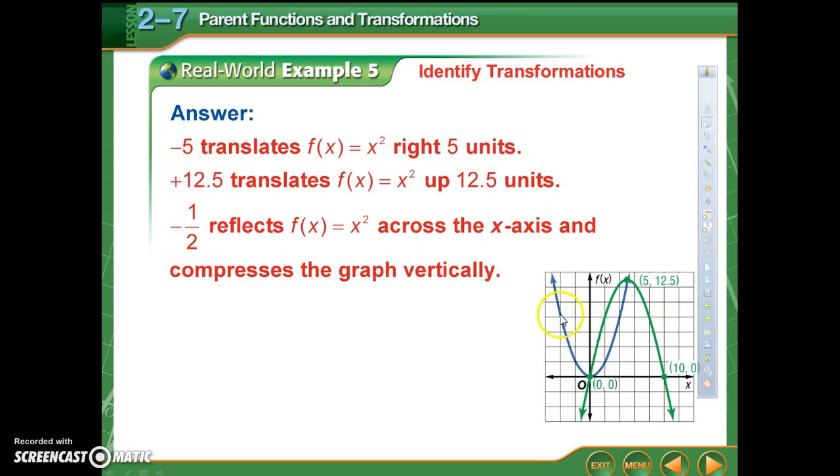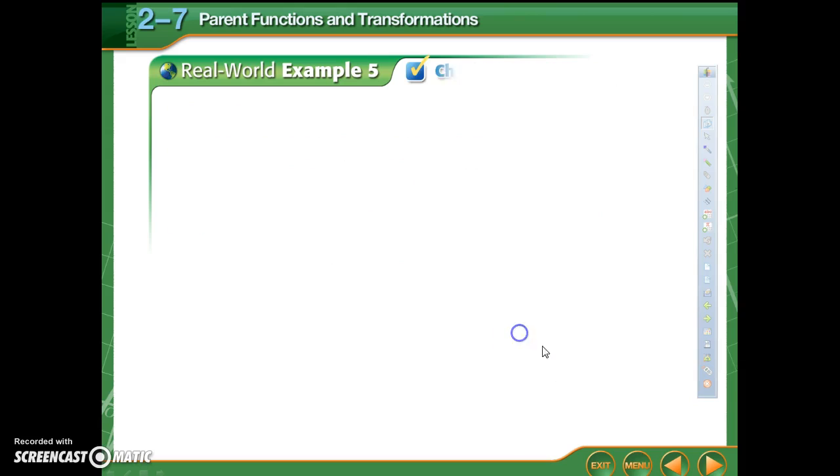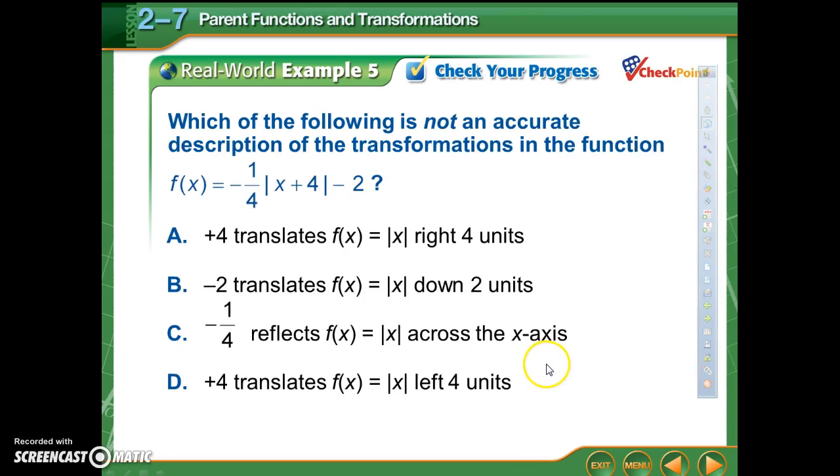So here's our original graph in blue. It flipped the graph, so it was pointing down. The negative did. We moved it 5 units to the right and up 12.5, and it's compressed. Let's do one more. Remember, the negative flips it or reflects it. The 1/4 compresses it. The plus 4 moves it left 4, and the minus 2 would move it down 2.